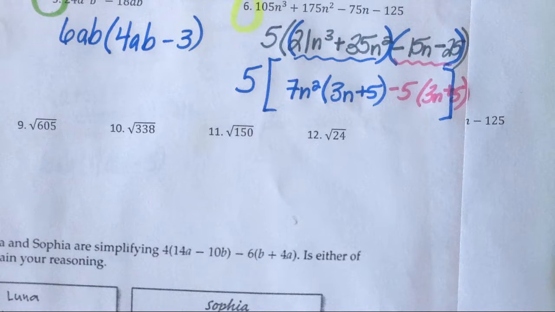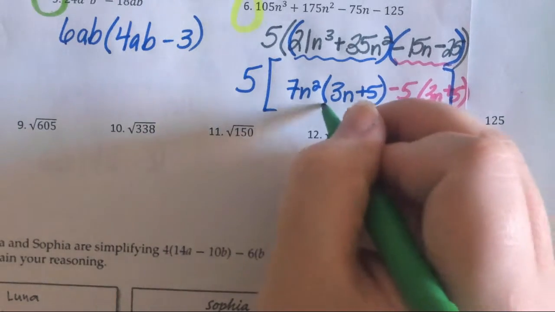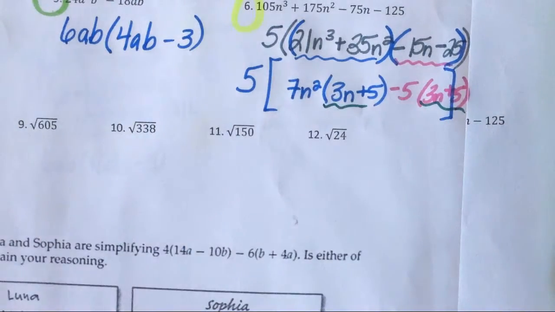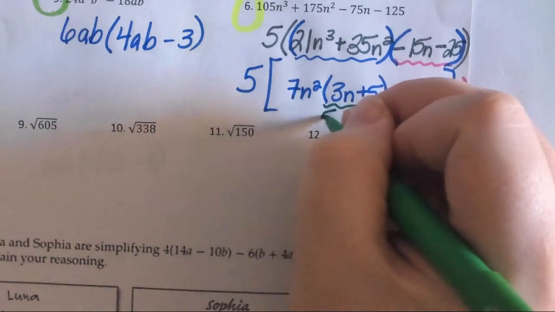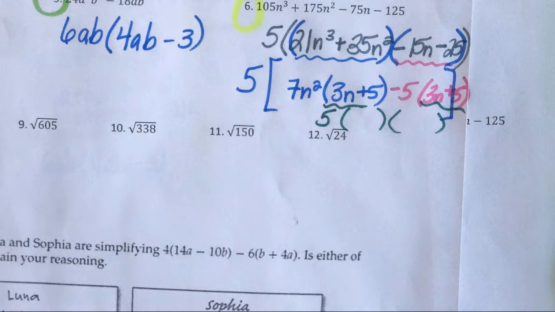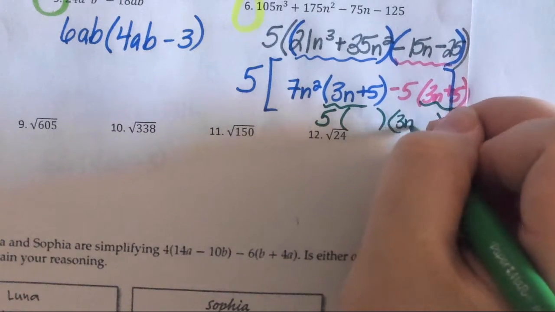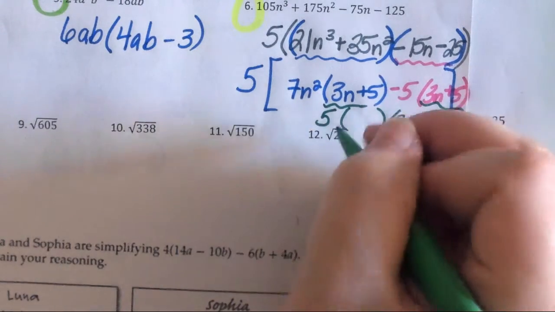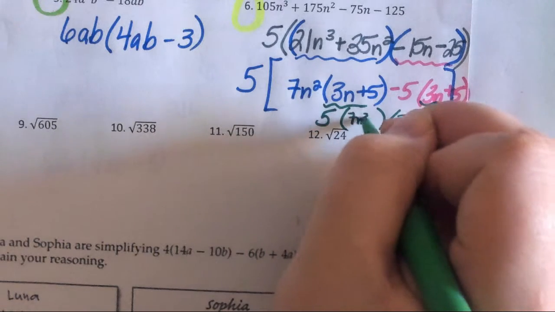Okay, I'm happy right here. Why am I happy? Yes, because these 2 match. So I know I'm going to have the 5 on the very outside, but what are my 2 different binomials going to be? One's going to be 3n plus 5. What's the other one going to be? 7n squared minus 5. Kelsey, your group has another point.